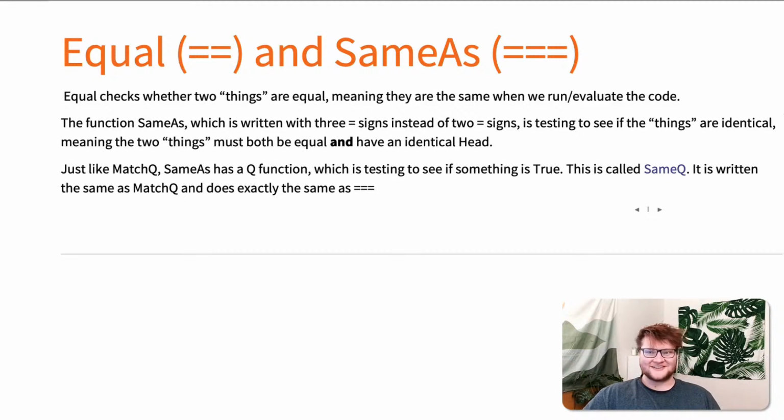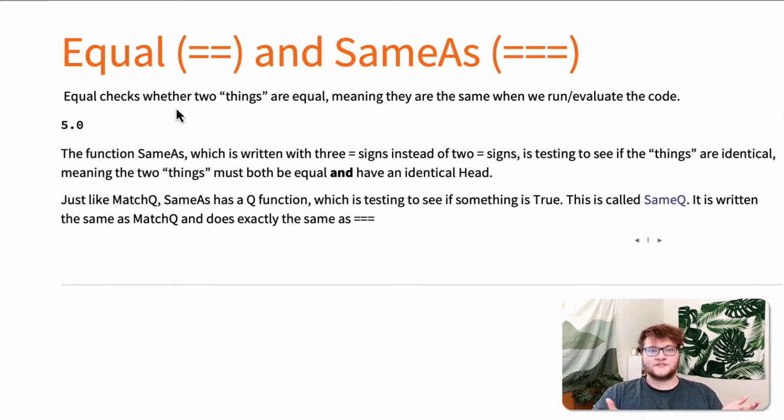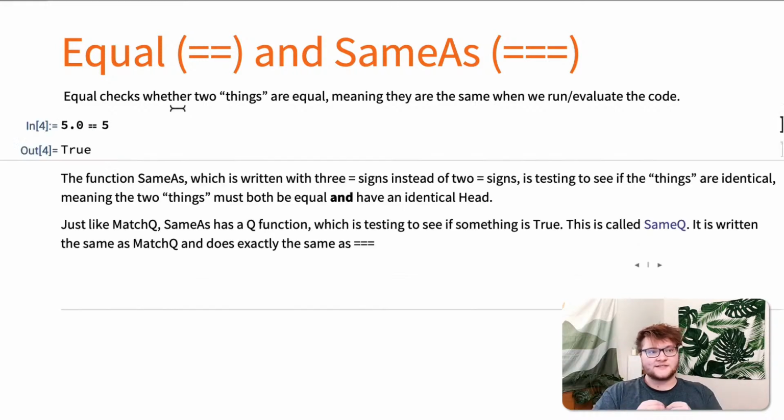So now let's look at equal and same as. Equal, which we represent with two equal signs, and same as, with three equal signs, are slightly different. Equal checks whether two things are equal, meaning they're the same when we run or evaluate the code. For example, 5 and 5.0 are equal because they both evaluate the same thing. So our test is 5.0 equal to 5 returns true.